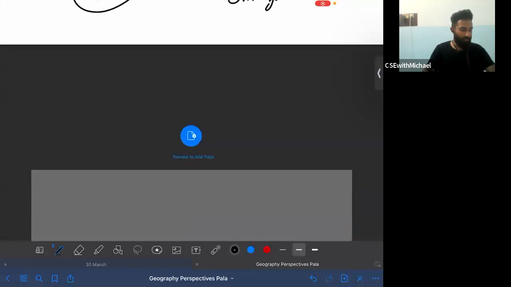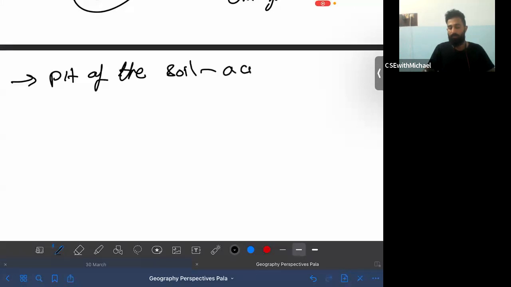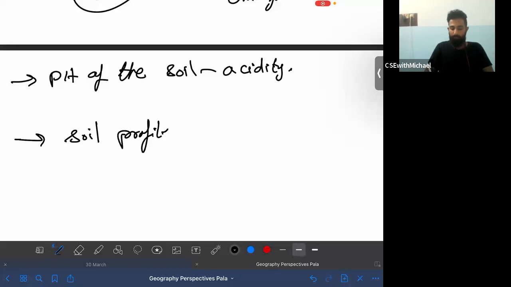Then another factor that soil has which is relevant is the pH of the soil. That is the acidity of the soil. Whether the soil is acidic or basic, that needs to be known. Then you have the idea of soil profile. These are the things we need to look at first.